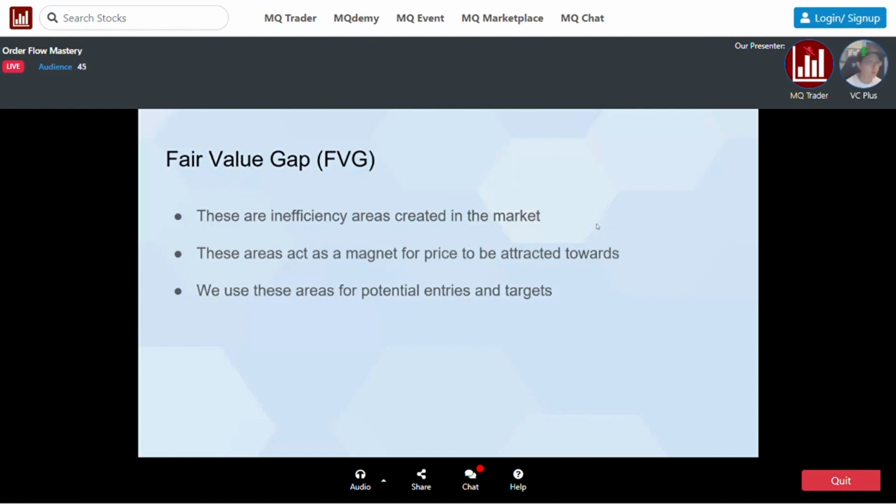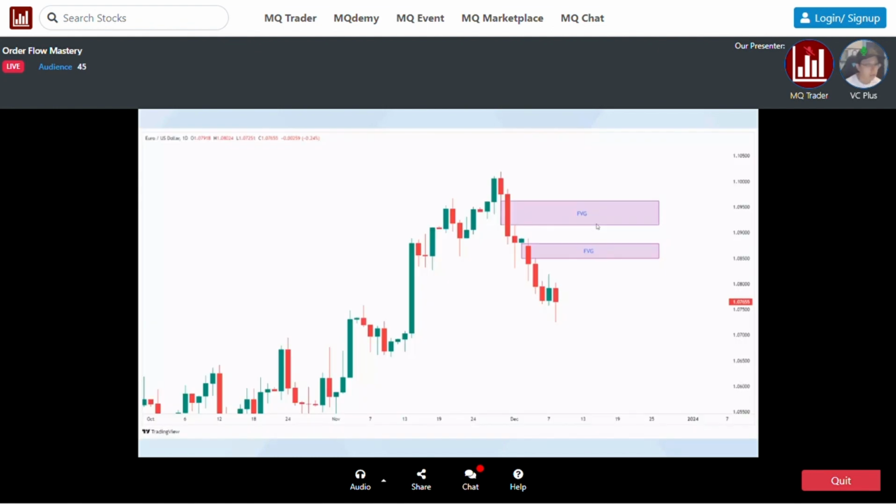We often use these areas for potential entries as well as potential targets. So do take note of that. As we start to build up the strategy and the trade plan, there are some principles you need to be familiar with. So let me very quickly show you fair value gap and how to identify it. Now, the principle of fair value gap, or how we identify it, is we need to first identify three candles. It's a three candle pattern.